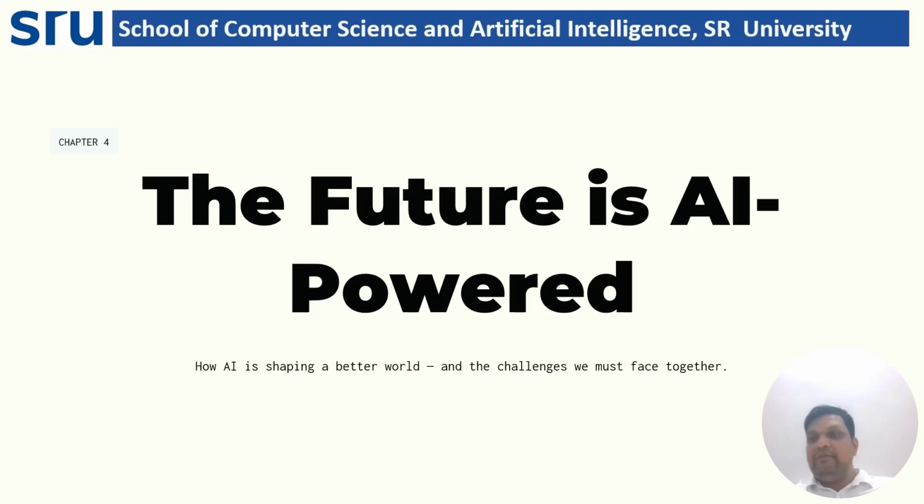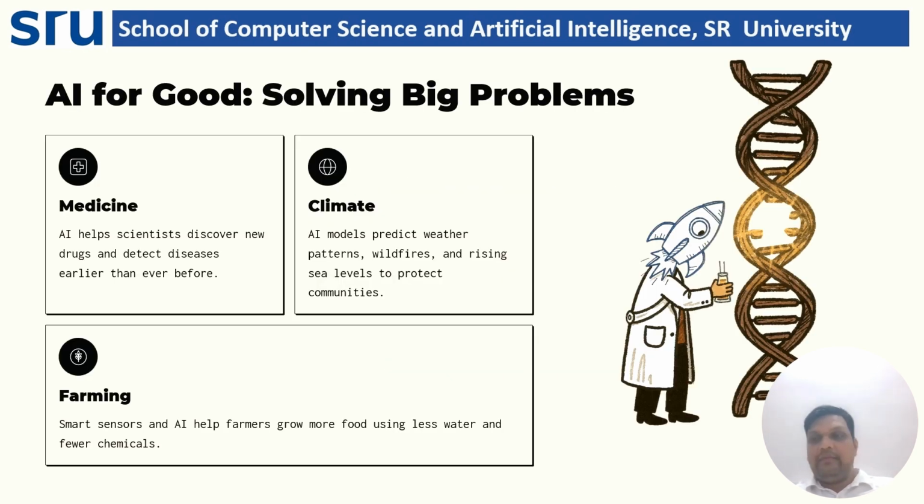The future is AI-powered. So what does the future look like? AI for good: solving big problems. Medicine: here AI helps scientists discover new drugs and detect diseases earlier than ever before.